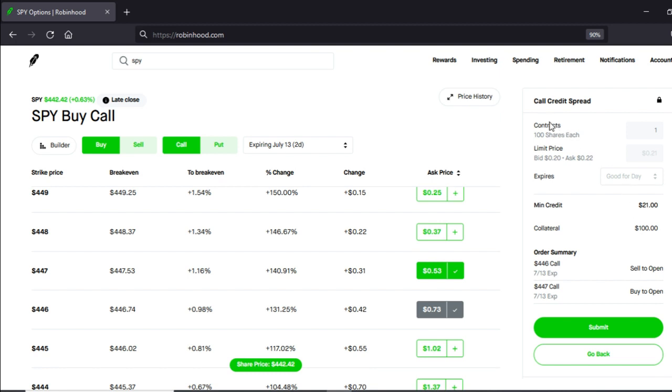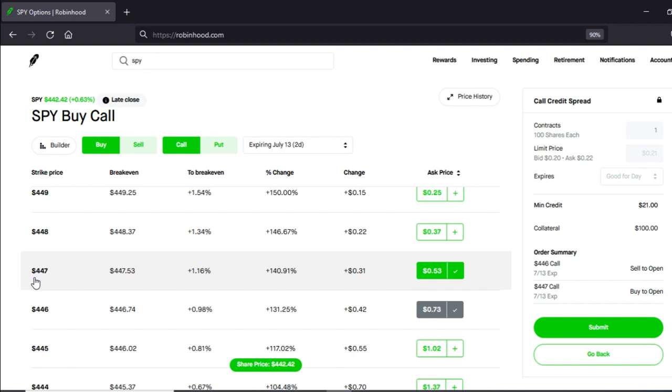Now, this is called the call credit spread. Why is it called a call credit spread? The number one reason is that once you do this strategy, you're going to receive money, which is a credit. That's one part of the option strategy right there. The second part is that this option is a spread. Let me show you the spread. So the difference between 446, which is one of your legs, and 447, which is your other option strategy leg, this here is considered your spread.